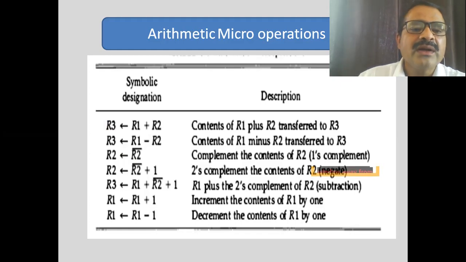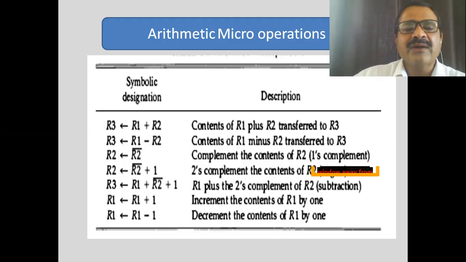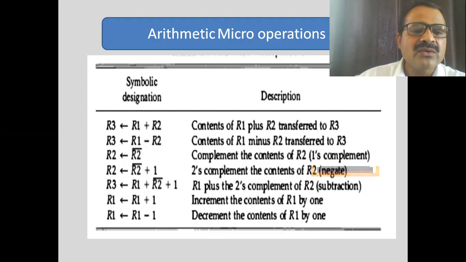The backward arrow shows that the ultimate result of R1 plus R2 is stored in R3. I will explain three commands later on. It is self-explanatory. For example, R2 is equal to R2 complement.